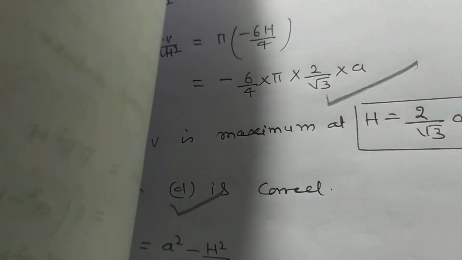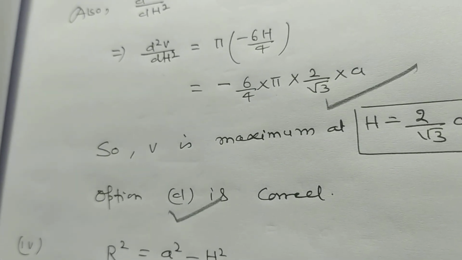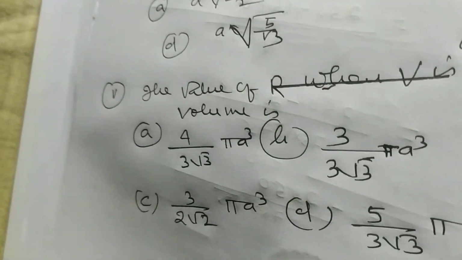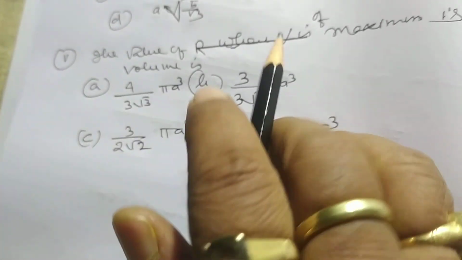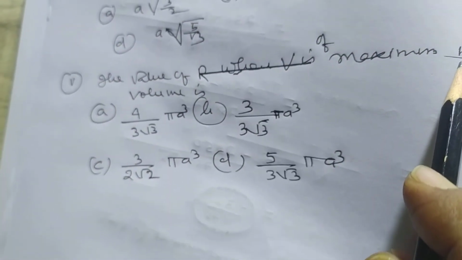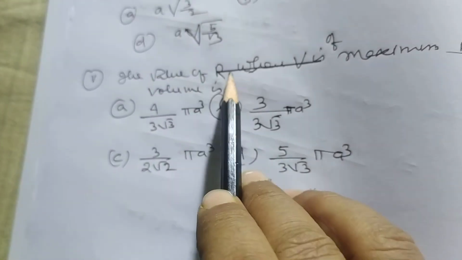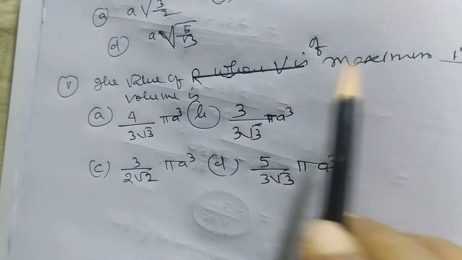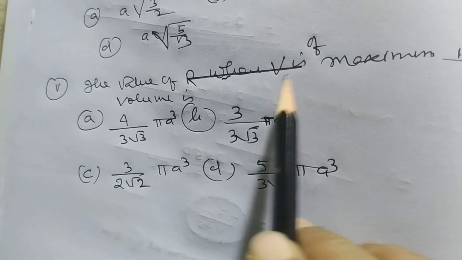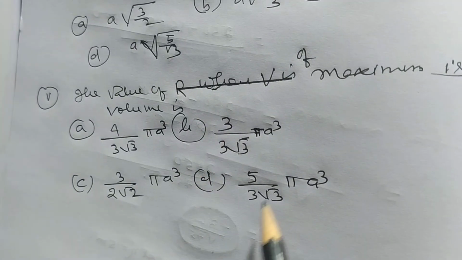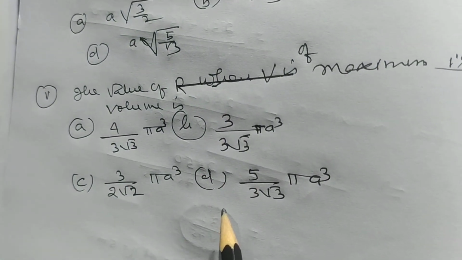Next is the question on the maximum volume of the cylinder. There are 4 options. So in this way we can solve this problem.